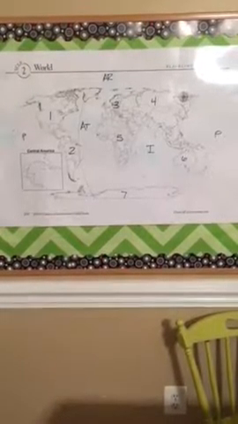So every morning you'll come in, you'll hang up your map. For week 1, we have the world map. I have my map labeled. I labeled the continents by number, and then I labeled the oceans with letters. So, that's what the setup will look like.